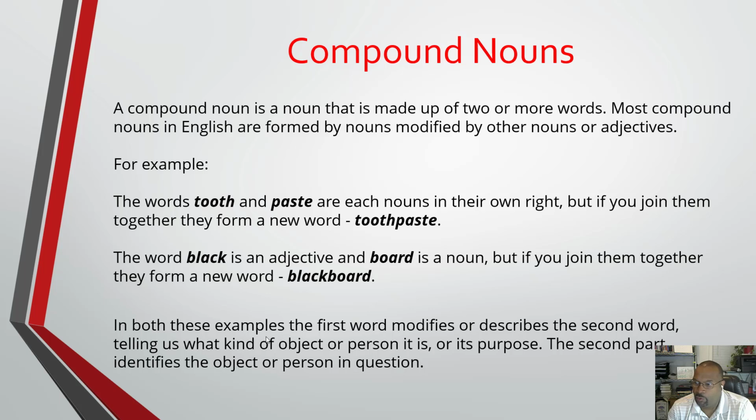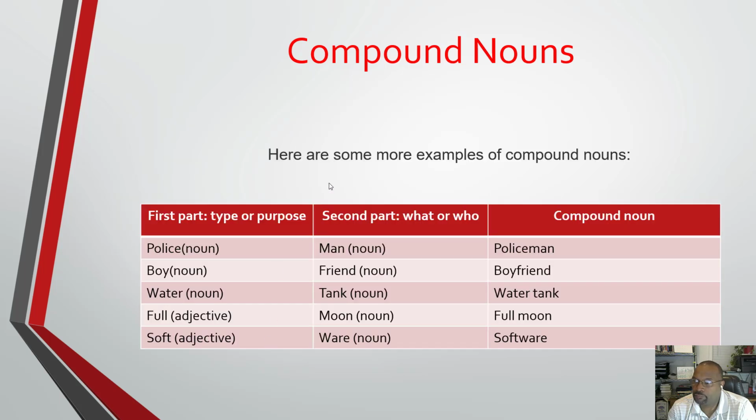Okay, let's look at some more examples. First part, police. Second part, man. Compound noun, policeman. Police, noun, man, noun, policeman. Compound noun. Boy, friend, boyfriend. Boy, noun, friend, noun, compound noun, boyfriend. Water, tank. Compound noun, water tank.